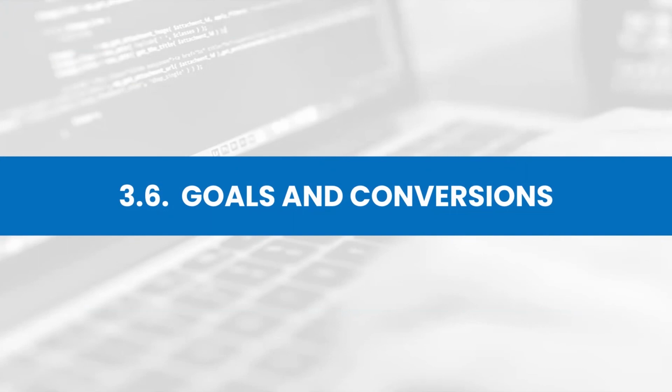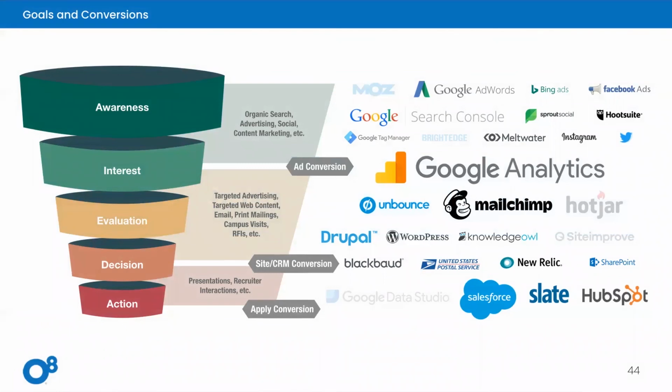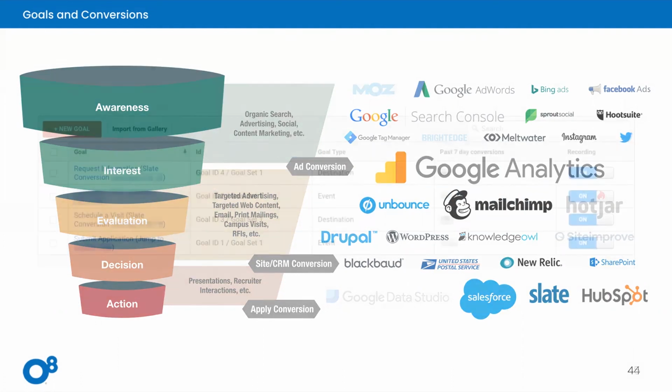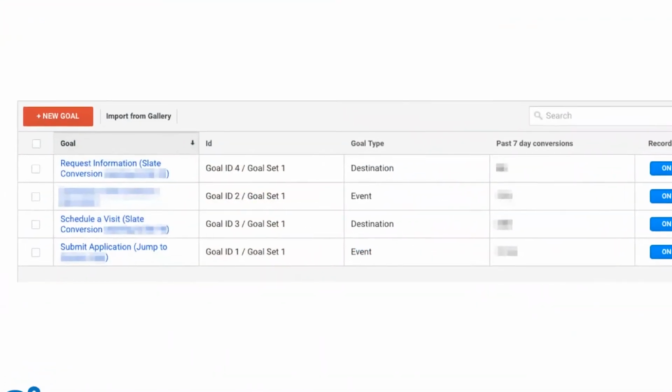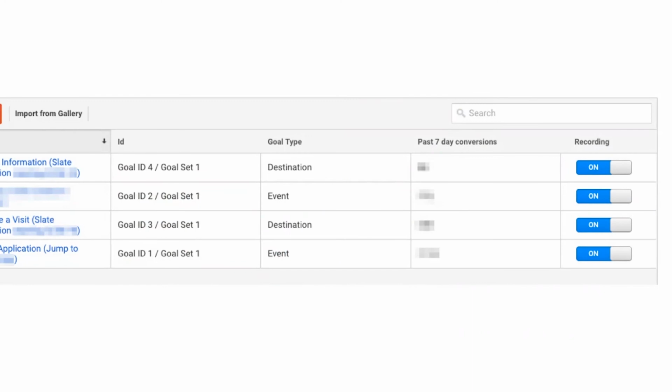Now that we have all this information, it's really helpful, because we have created such a large pool of data through all this work, to highlight and surface what's most important to us through goals. The goals are largely going to correspond with those macro conversions, or those really big steps that people are taking. Again, around ad conversion, site or CRM conversion, and the apply conversion. By setting up specific goals, we can track the conversion rates as users progress down each step of the funnel. Here's an example of several common goals set up in Google Analytics around RFIs, visits, and applications.